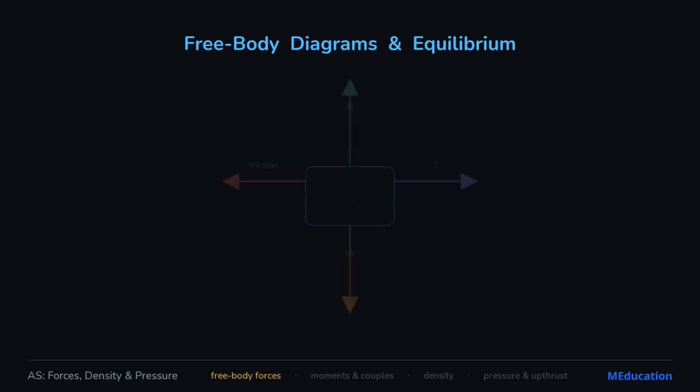The first skill is drawing a free body diagram. Isolate one object and draw every force acting on it as an arrow, and nothing else. Weight pulls down from the center of mass. A surface pushes back with a normal contact force. Tension pulls along strings and friction opposes sliding. Miss a force and the whole analysis collapses.